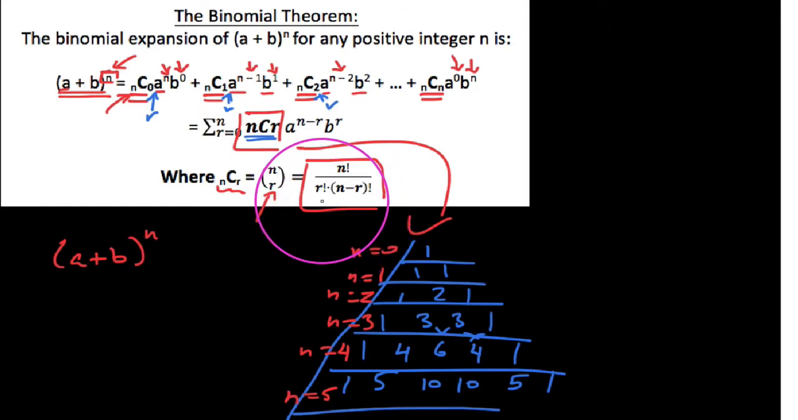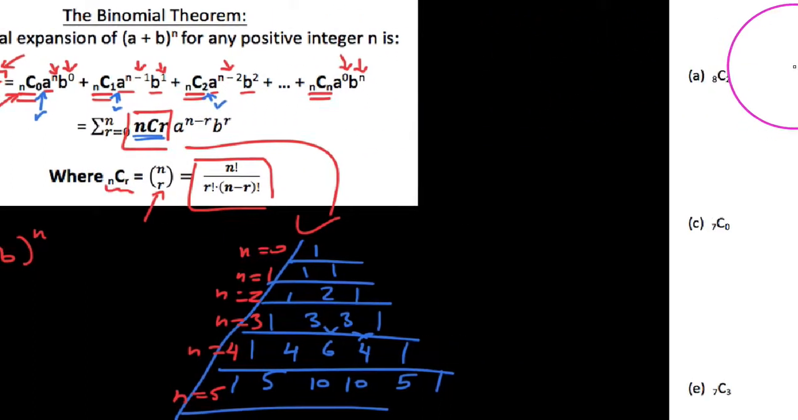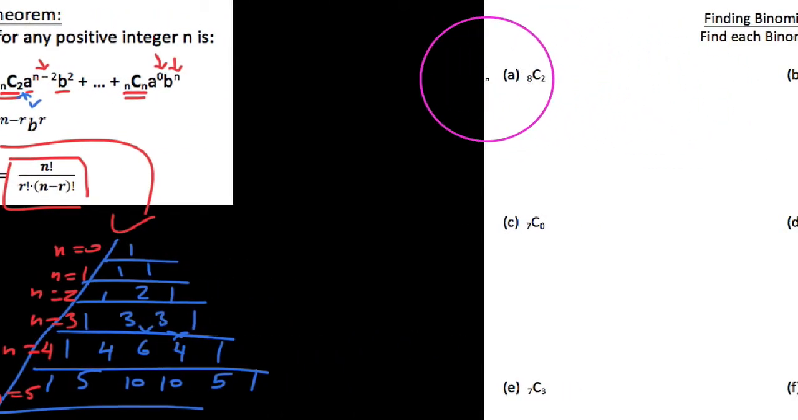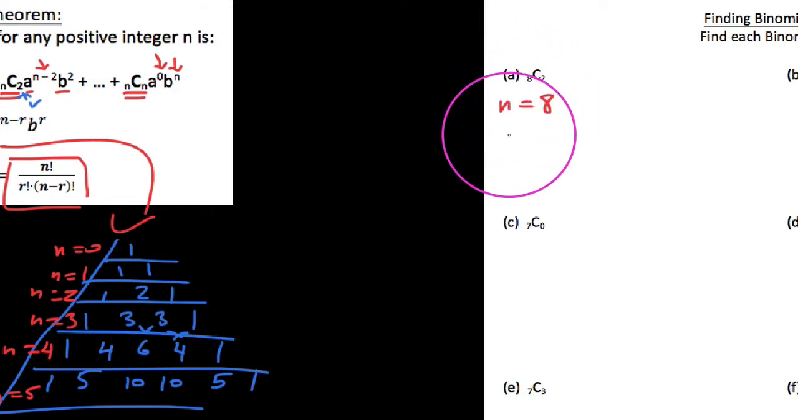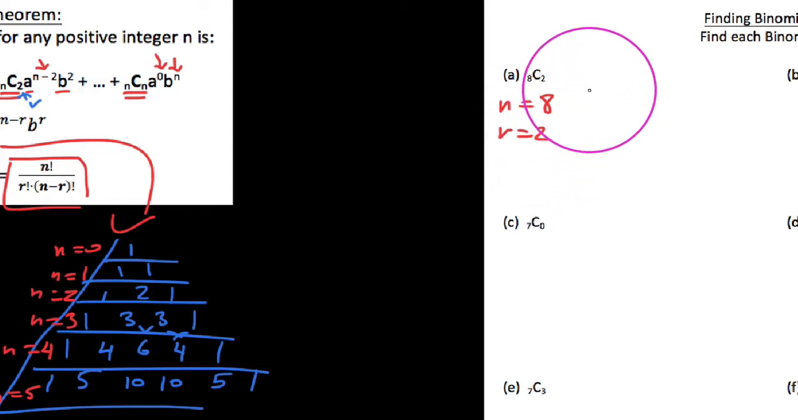So it's ideal to identify in each of these instances what our n and r are. Let's take a look at this set of examples over here. We say 8 choose 2. What is this here? The first thing I want to indicate is this: our n value is 8, and our r value is 2. So if I wanted to find this, first things first, it's n choose r, whereas here it's 8 choose 2.